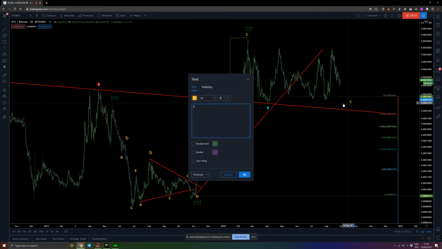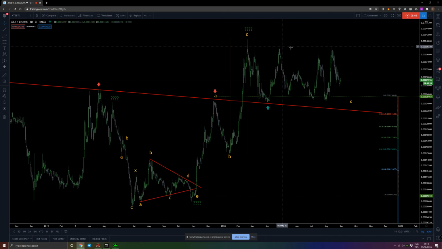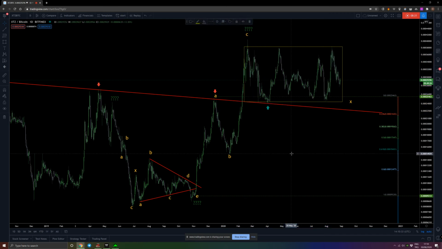Now it looks like what we have here is some type of box shape move. So it looks something like this. And the market is probably some type of flat move. Yeah, it can be a triangle too, but it looks more like a flat. So whenever this is done, the market should make a new wave to the upside.